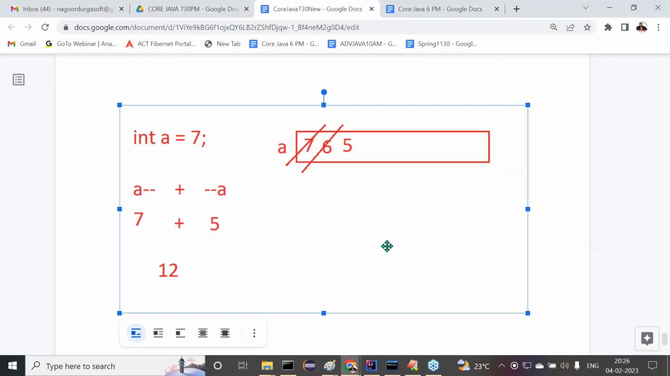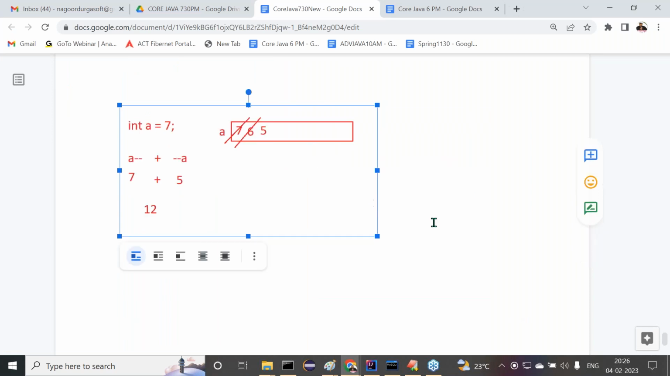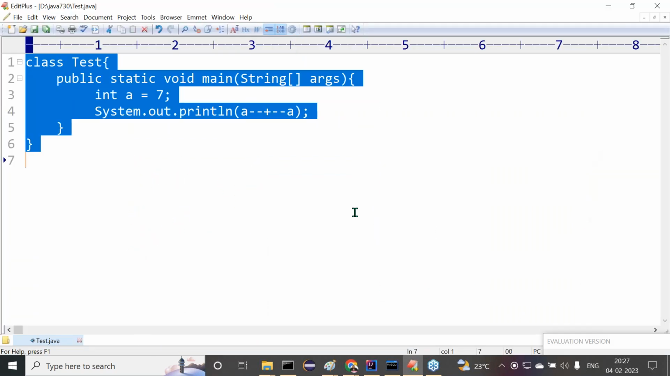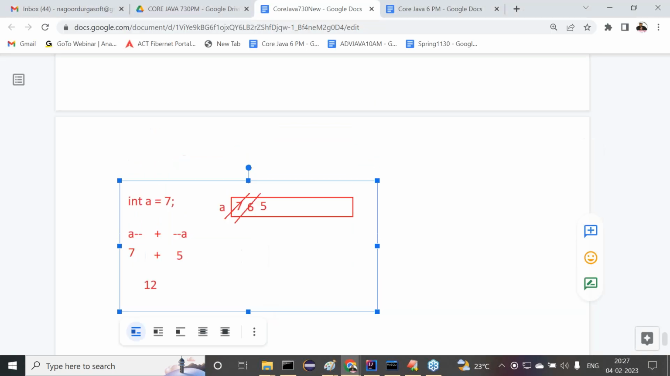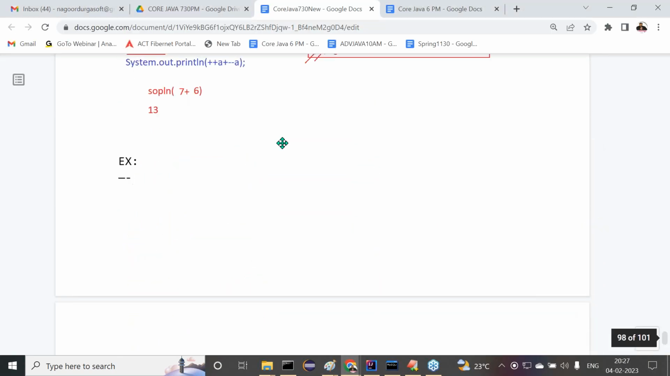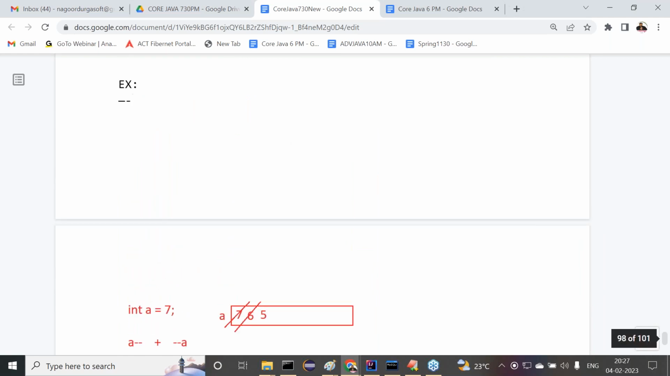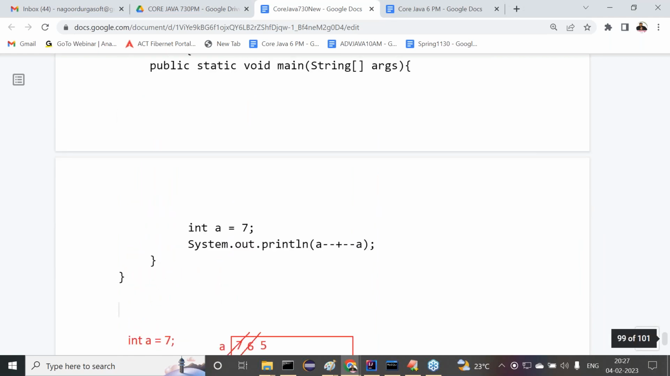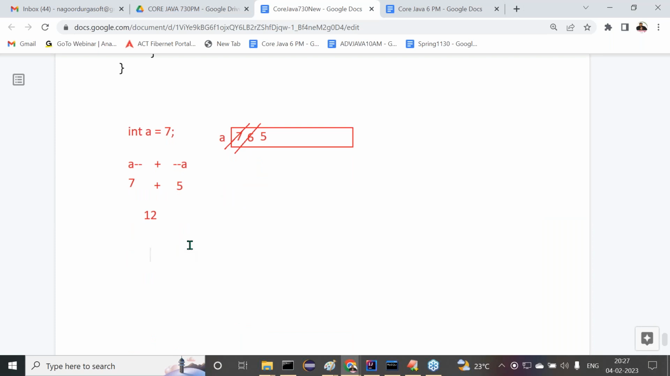Right, sir. An example I have not written. Right. Next example. Everybody has to give the right answer this time.